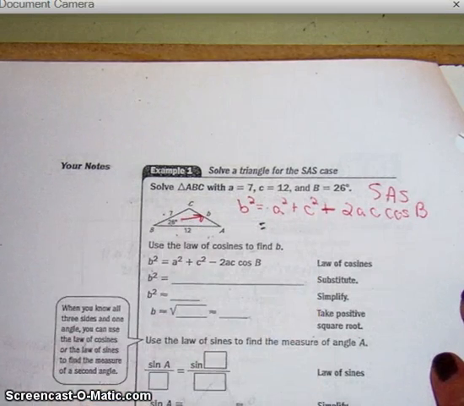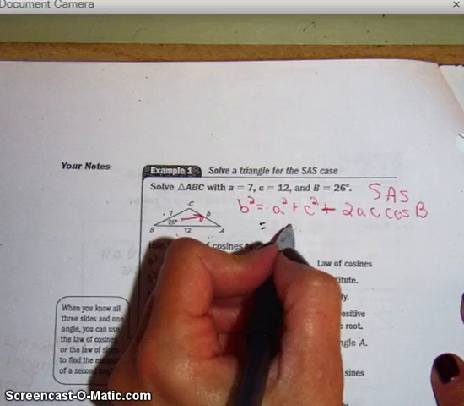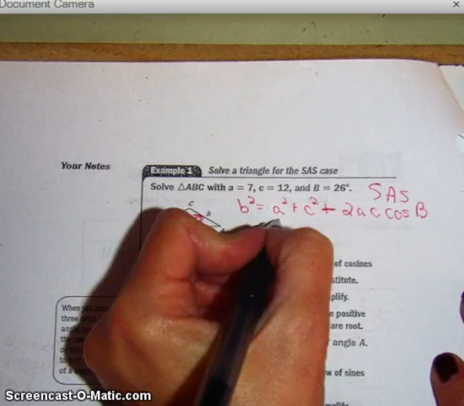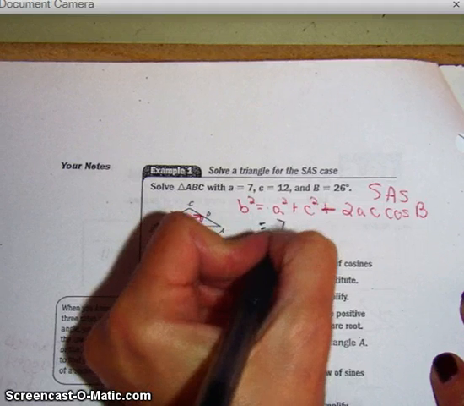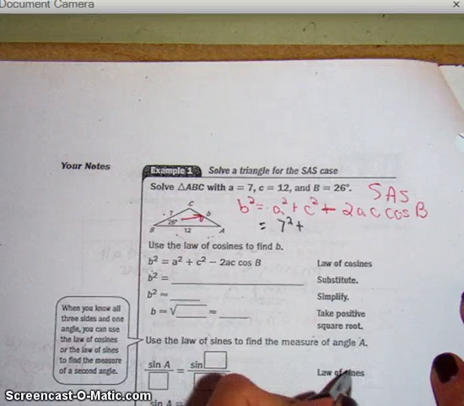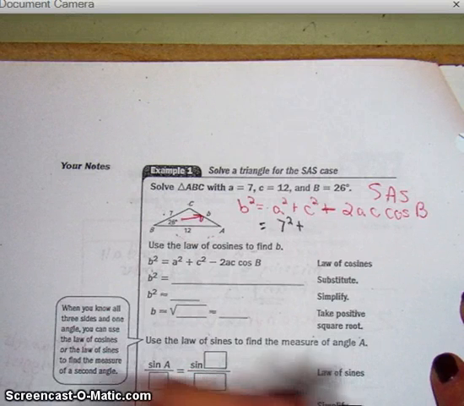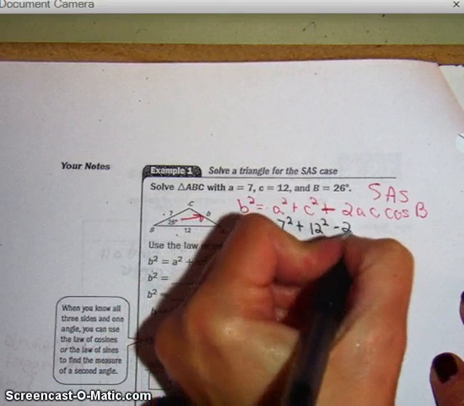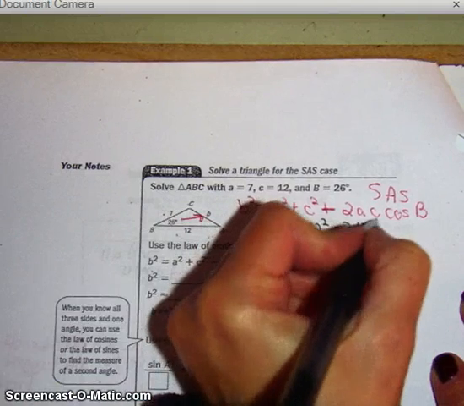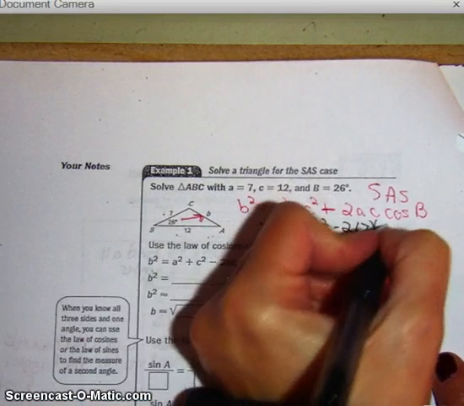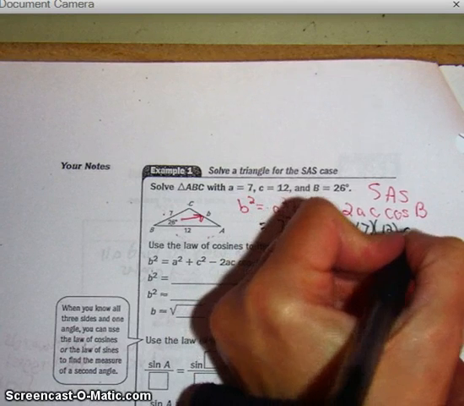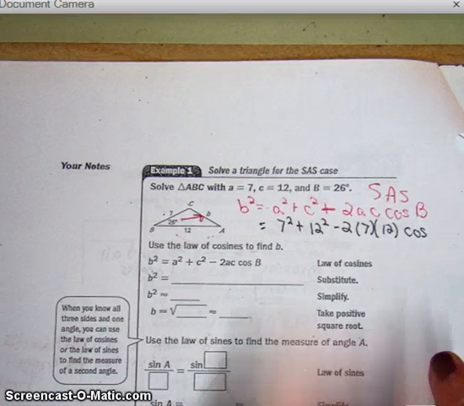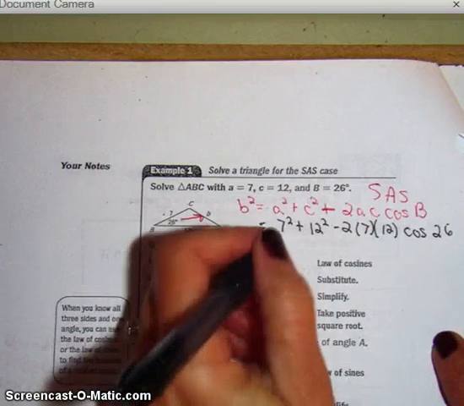So Rachel, fill in the numbers for us. What is little a? So 7 squared. Rachel, what's little c? Minus 2 times little a, which is 7, times little c, which is 12, cosine. Rachel, how big is angle B? 26. Now, this is why this is so nifty.